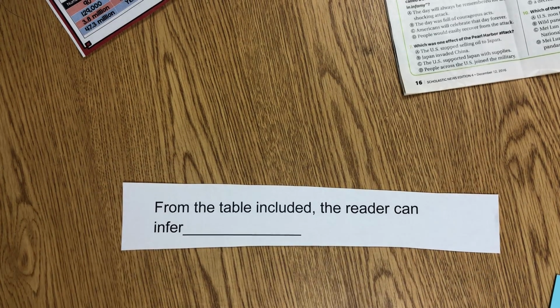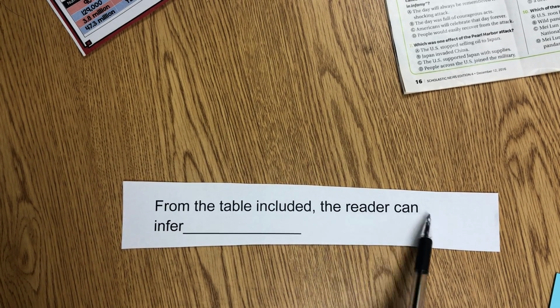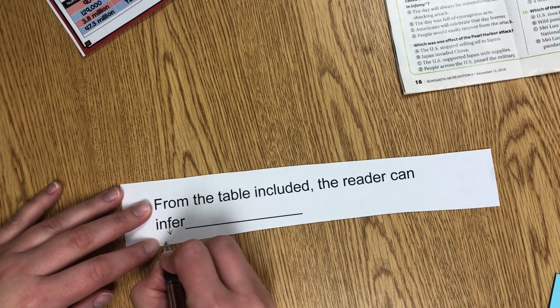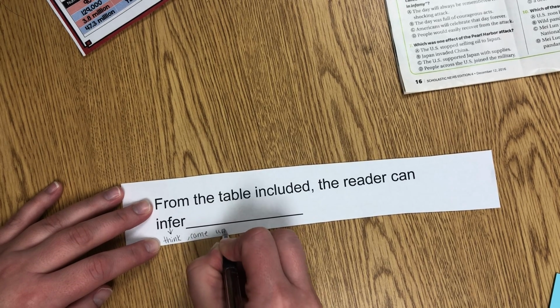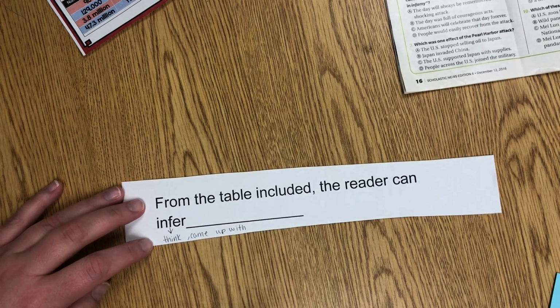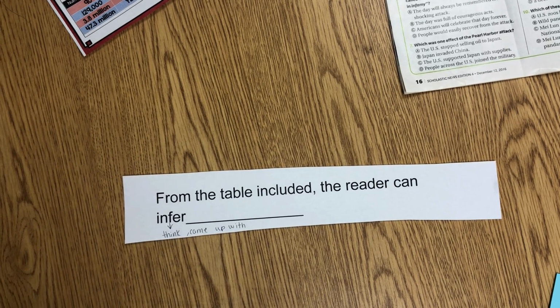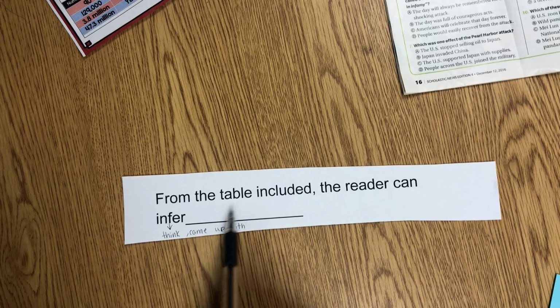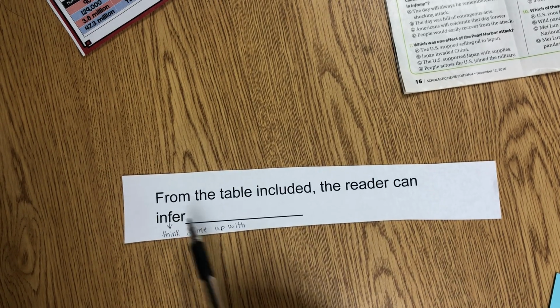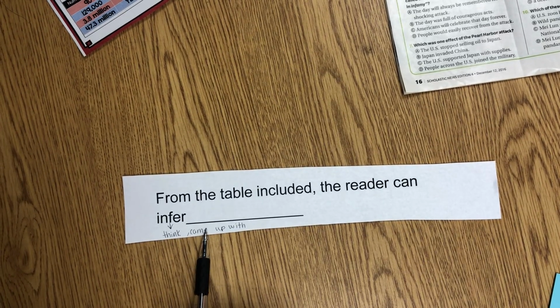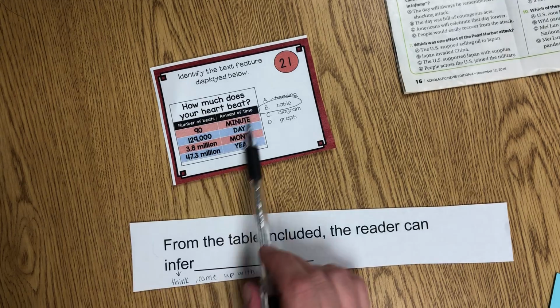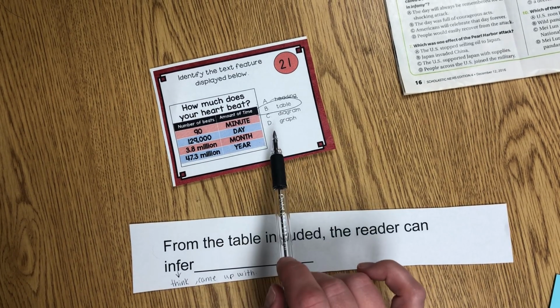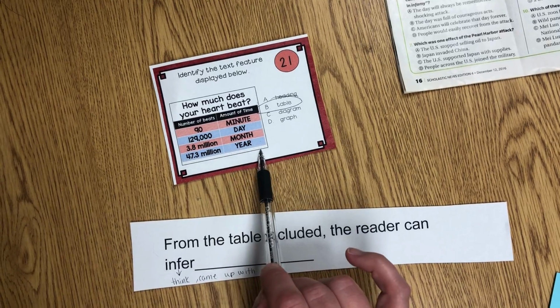Now, a question I want you to be familiar with is: from the table included, the reader can infer. Now this word infer just means think or come up with. Because remember, when you infer, you use what you already know plus what you read to come up with an inference, kind of like a conclusion. So from the table included, the reader can infer. So what you can come up with. You're going to see a question very similar to this on your test. Basically, you're going to have to read your table and come up with, okay, what did I learn? What did I get out of this?